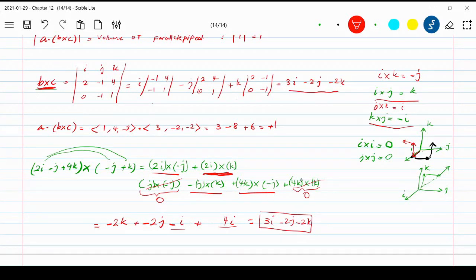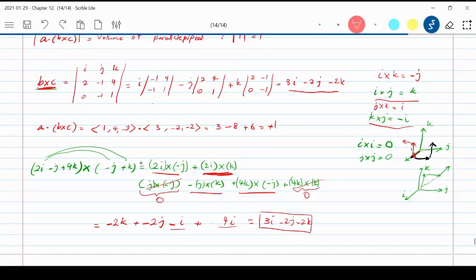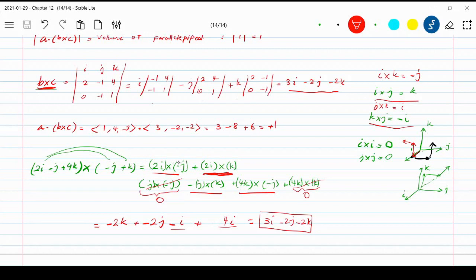The only thing is that you have to be careful with distributing. You should have 9 terms if they all contain I, J, and K, but the cross product of I with I, J with J, K with K is simply 0, so you can ignore those and you will have 6 terms that you have to calculate. Okay, so this is about it for this section. I'm gonna stop at this point.